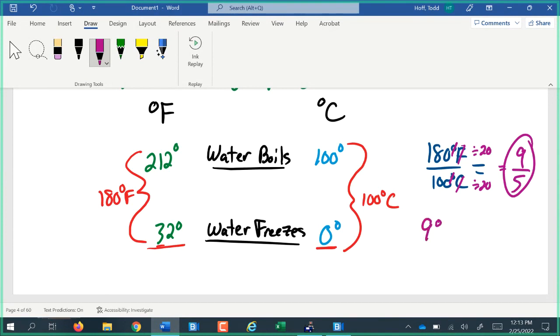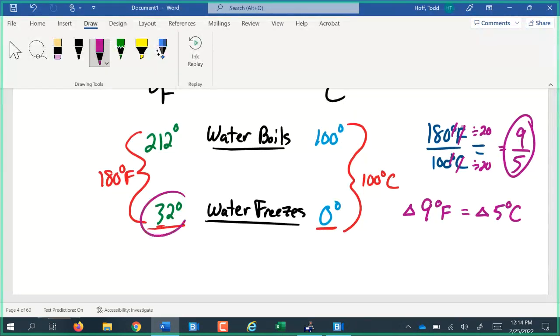For every 9 degrees Fahrenheit, I'm going to put the delta in front of it. That means every change of 9 degrees Fahrenheit is equivalent to a change in 5 degrees Celsius. The temperatures themselves aren't equal. 9 degrees Fahrenheit does not equal 5 degrees Celsius, but a difference of 9 degrees Fahrenheit is equivalent to a difference of 5 degrees Celsius.